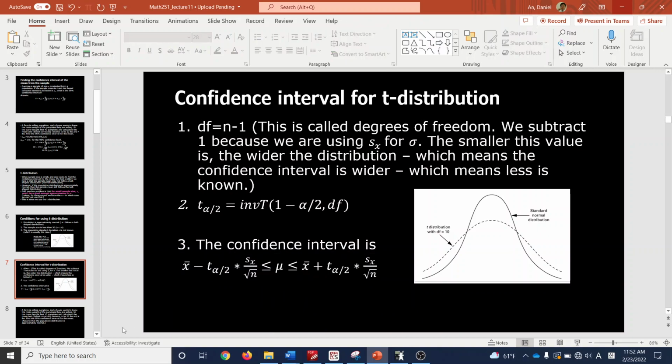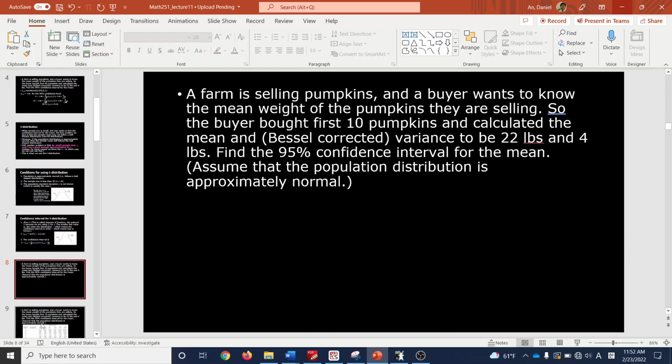So let's try to do the following example to see what this is about. A farm is selling pumpkins, and a buyer wants to know the mean weight of the pumpkin they are selling. So the buyer bought the first 10 pumpkins and calculated the mean and variance to be 22 pounds and 4 pounds. Find the 95% confidence interval for the mean.